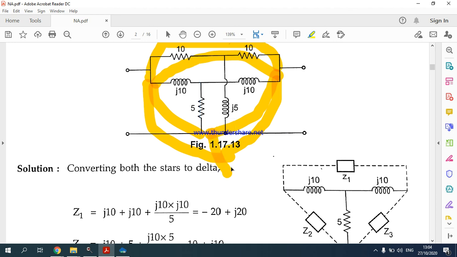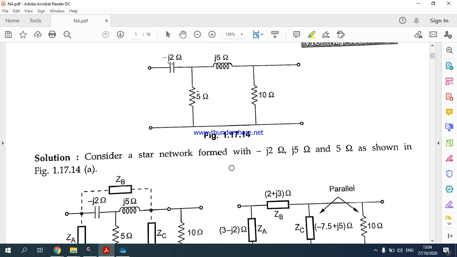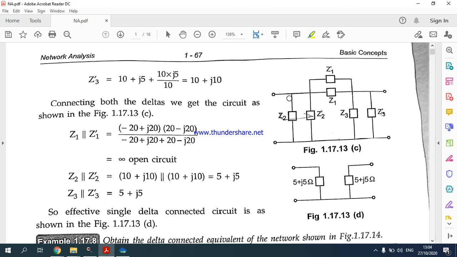The same thing I will rearrange and I can draw like this. One delta is like this and another delta is like this. You should not get confused.